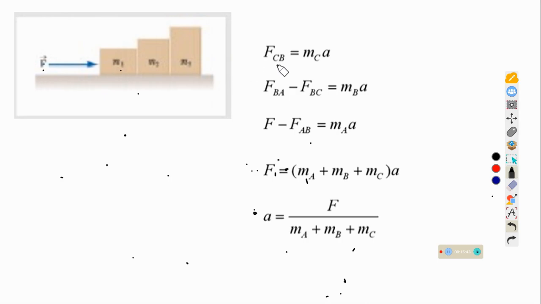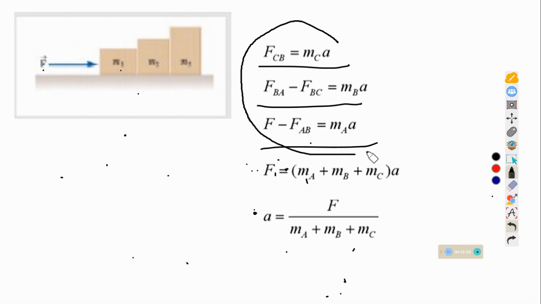So now, instead of 1, 2, if you take A, B, C, this is the first equation, this is the second equation, this is the third equation. So from 1 free body diagram, 1 equation we will get. If we add all the three equations, FCB, FCB get cancelled, FBA, FAB gets cancelled.